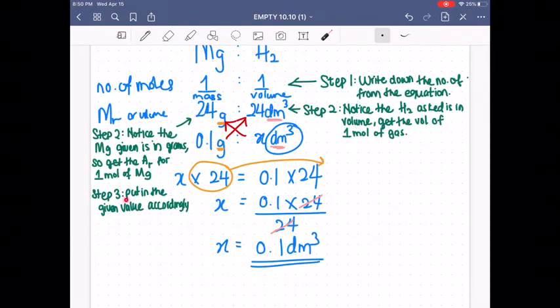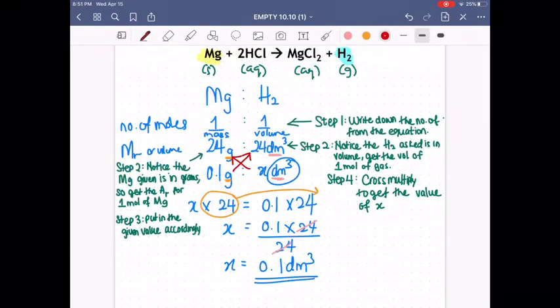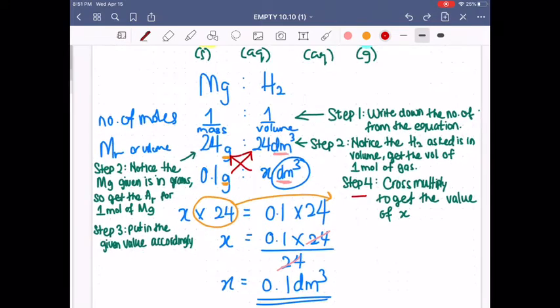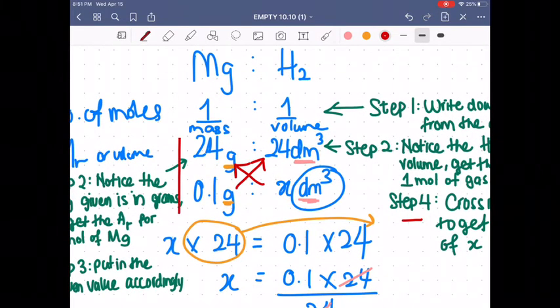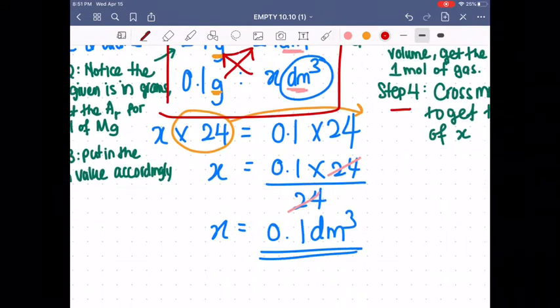Step 3, put in the given value accordingly. For this case, you are given 0.1 gram of magnesium, so the 0.1 gram must be put underneath the magnesium column. Step 4, you need to cross multiply to get the value of x. So here's the box you need to focus on. Let me zoom. These are the things you need to focus on for your cross multiply. Then do your arithmetic, your maths, and you get the final answer, which is 0.1 dm cube.